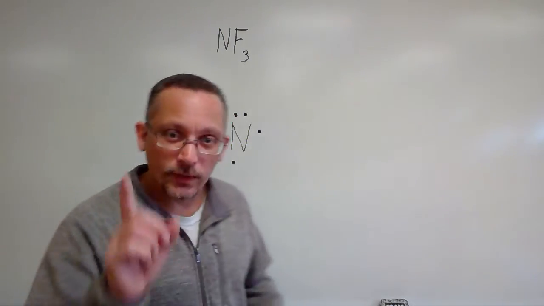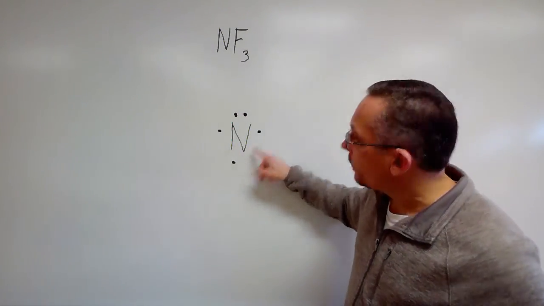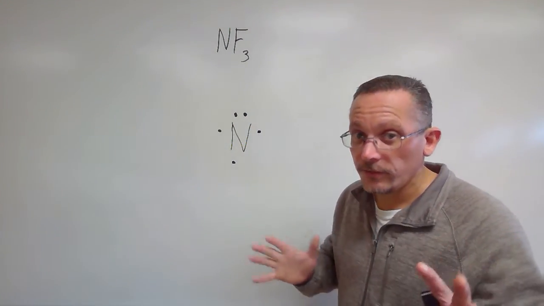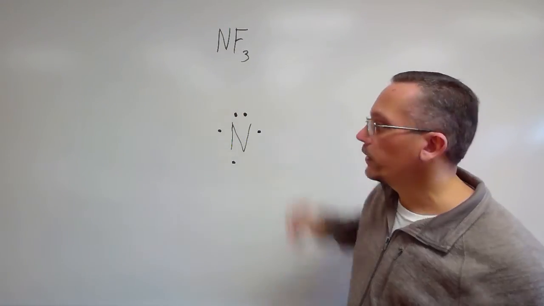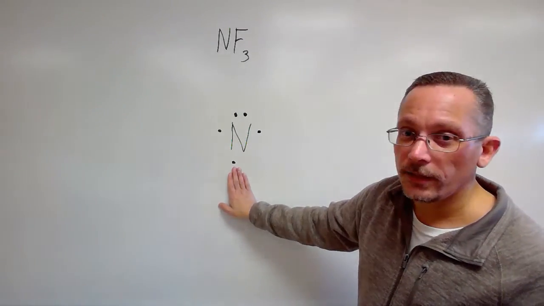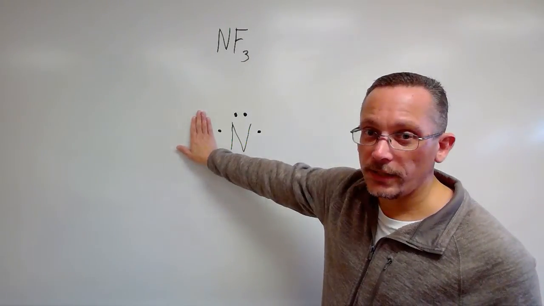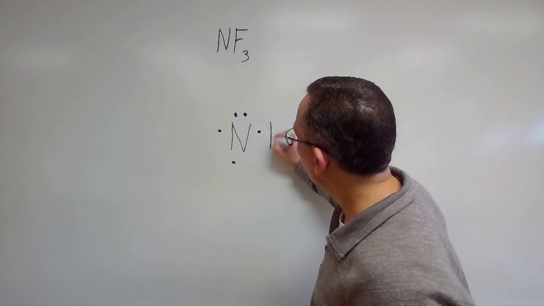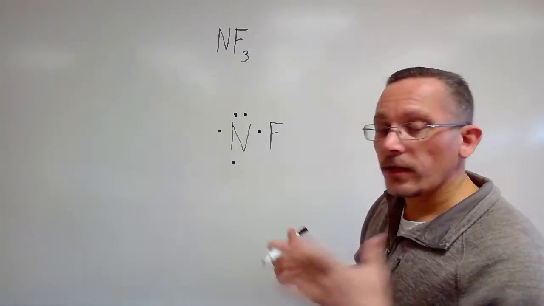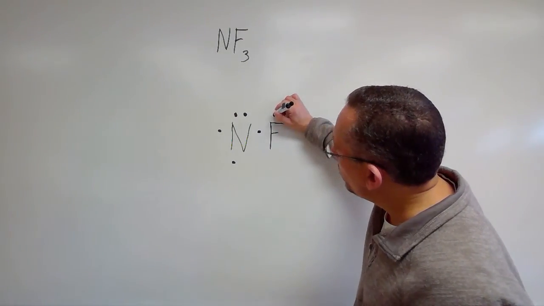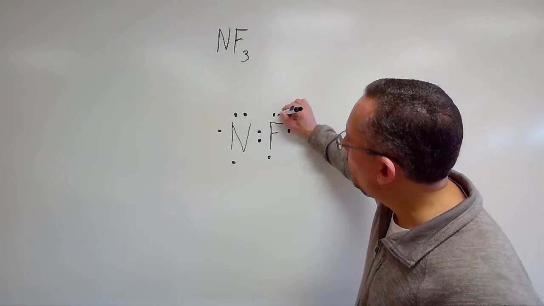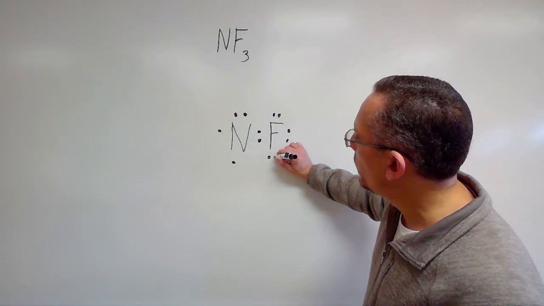Where am I going to draw them? Well, check this out. See my nitrogen here? We can have 2 dots on each side, and there are 3 sides that don't have 2 dots, and I need 3 fluorines. So I'm going to put a fluorine right here, right here, and right here. And those fluorines get 7 dots around them, right? So let me draw 7 dots. 1, 2, 3, 4, 5, 6, 7.